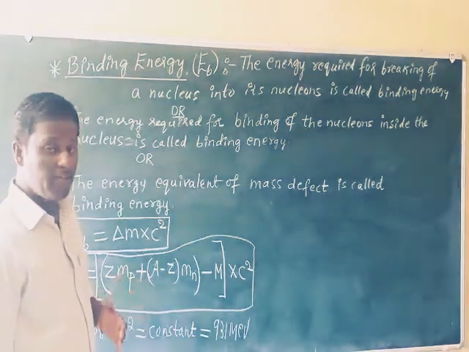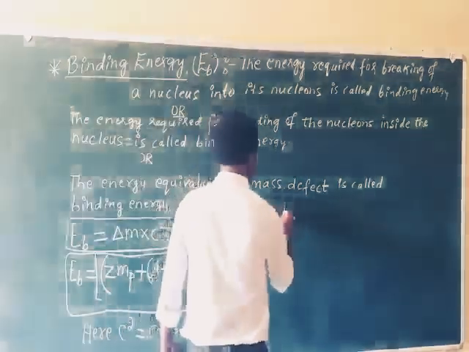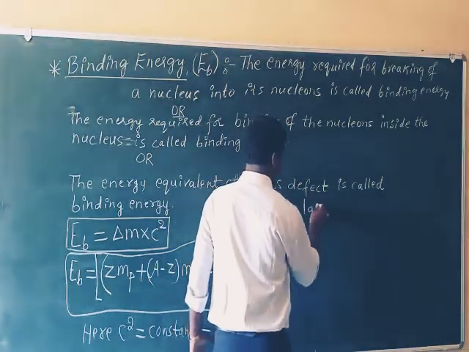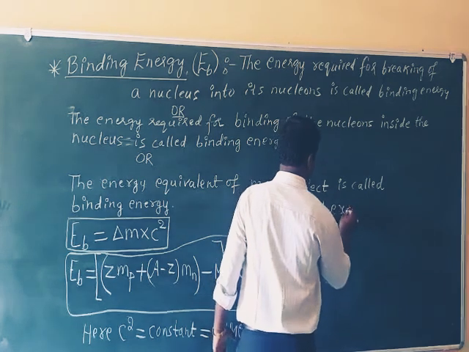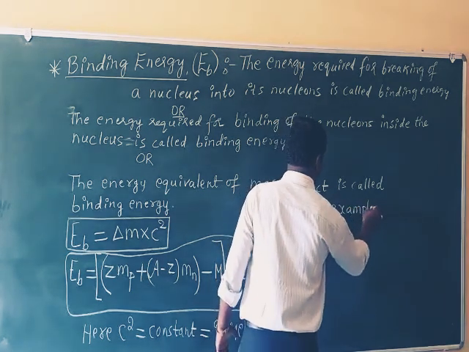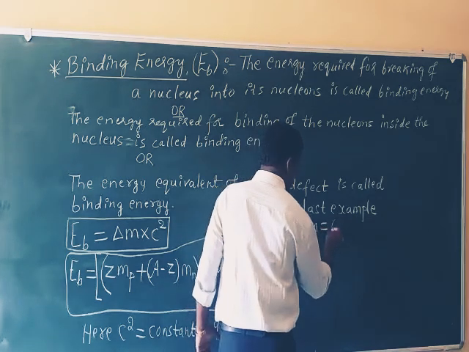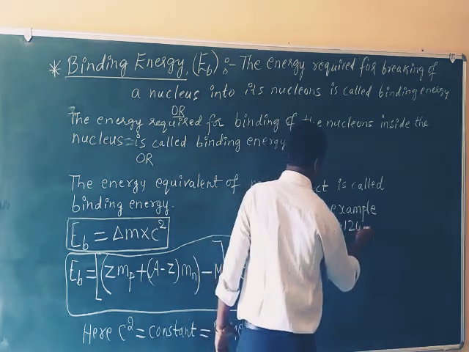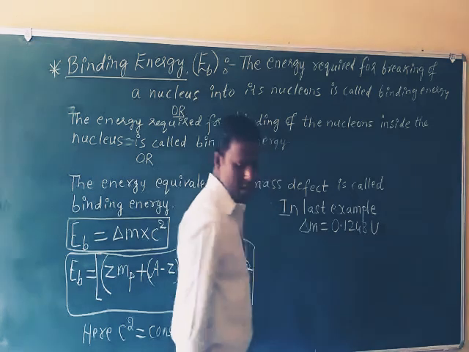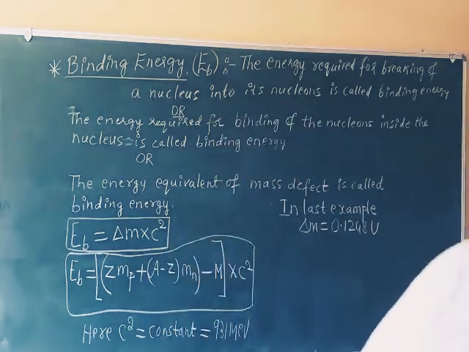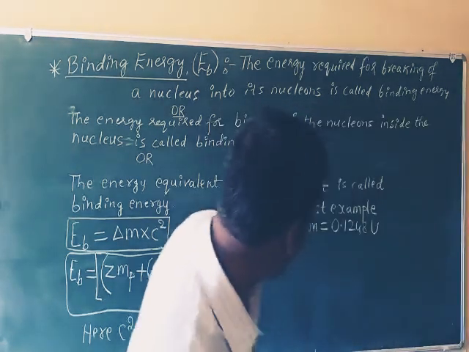For example, in the last example, the delta M you got for oxygen, the mass defect, is 0.1248 units.